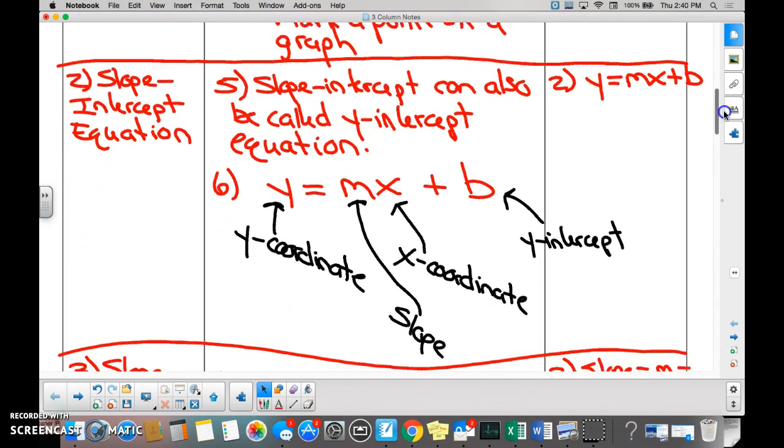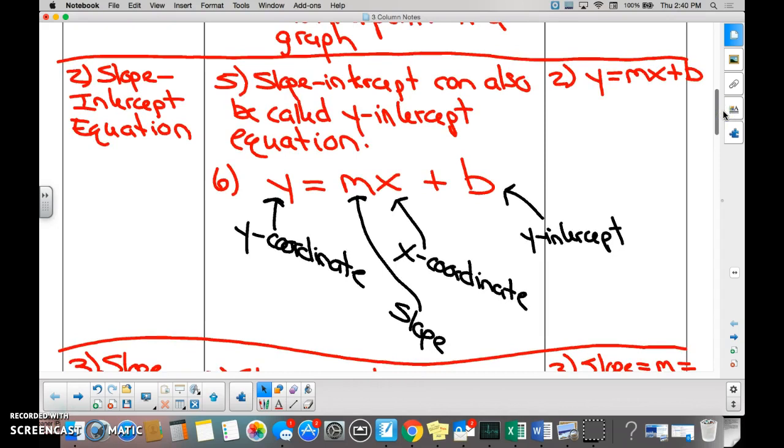Number 2, if you don't know what number 2 is talking about, there is no way you can complete the work on this assignment. Y equals mx plus b. Y is the what coordinate? Y coordinate. M is the? Slope. X is the? X coordinate. B is the? Y-intercept.